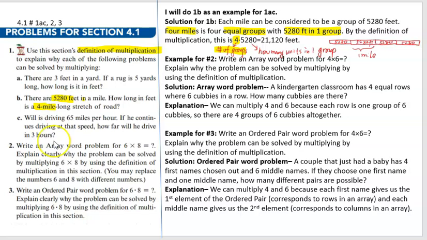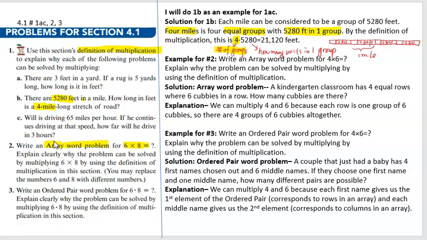Write an array word problem. So we need to write a word problem for students to solve, and this word problem can be solved by 6 times 8. That's the first part. The second part, we need to explain clearly why the problem can be solved by multiplication. So it's very similar to number 1, besides we have to come up with a word problem ourselves.